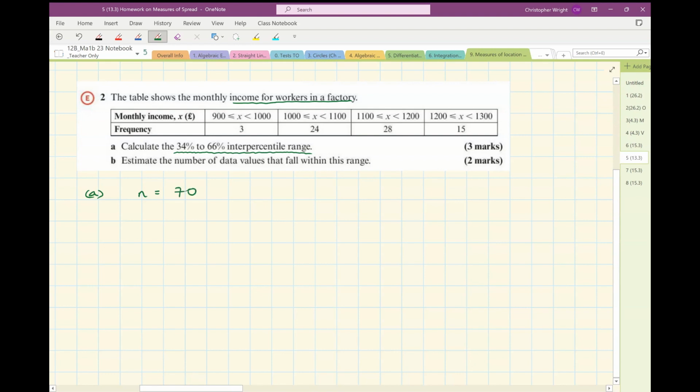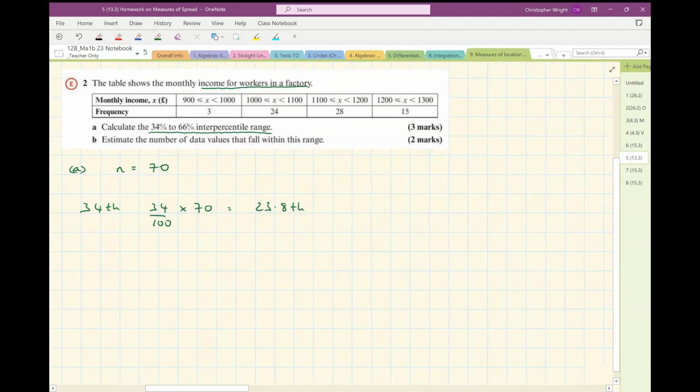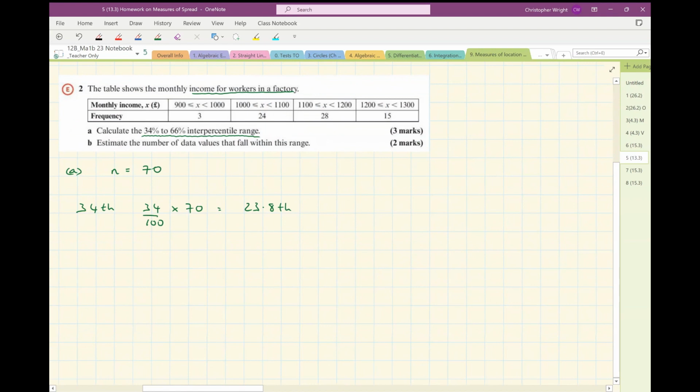So the 34th centile is going to be 34% of the 70. It is going to be the 23.8th person. All right. Let's have a think about their monthly income, assuming, of course, that the monthly income of each of the workers is evenly distributed across each class. So the 23.8th is going to be in this class here.